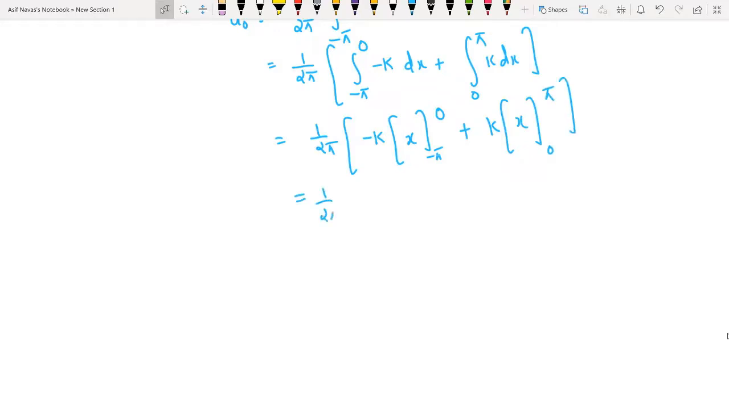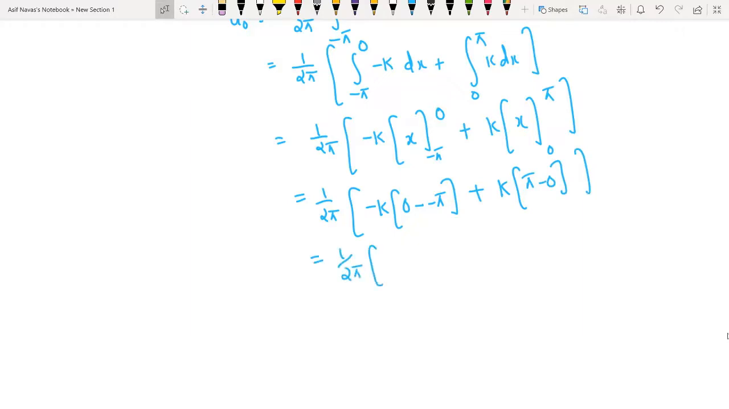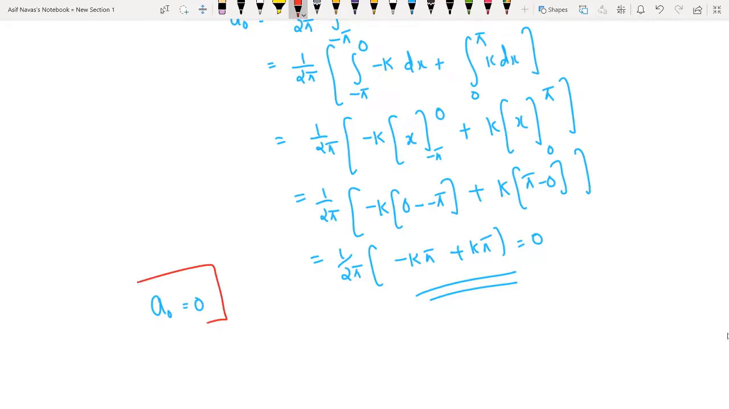So this is 1 by 2 pi of minus k times 0 minus minus pi, plus k times pi minus 0. So this is equal to 1 by 2 pi of minus k pi plus k pi. So this is equal to 0. So we get a naught is equal to 0.